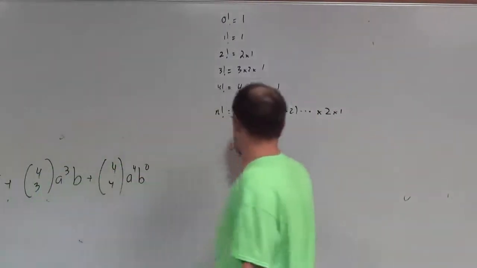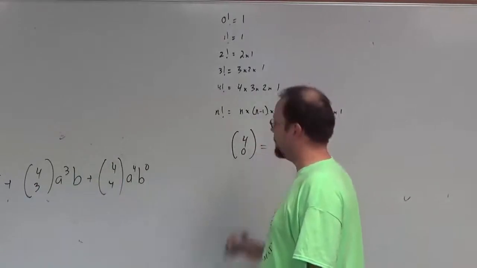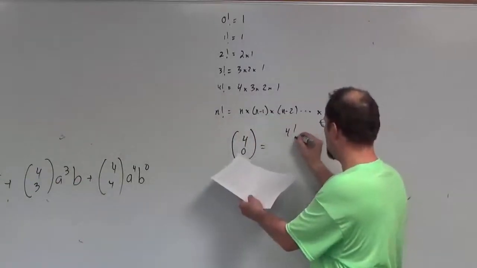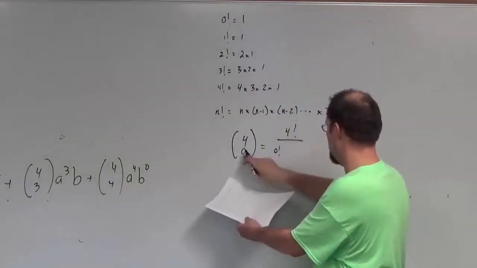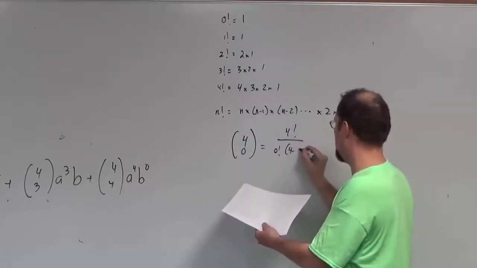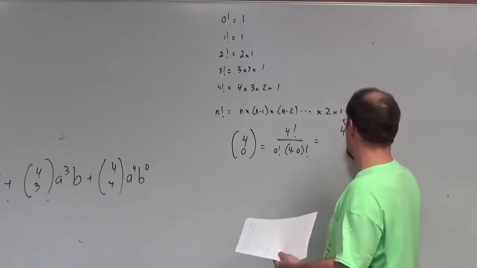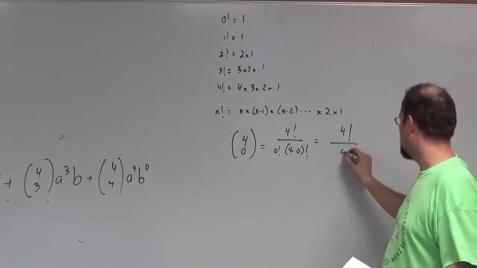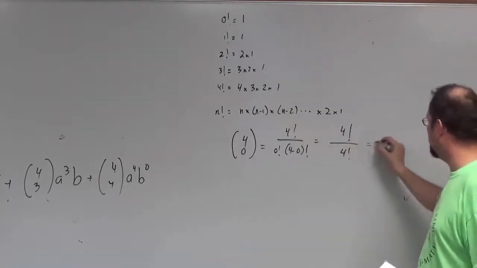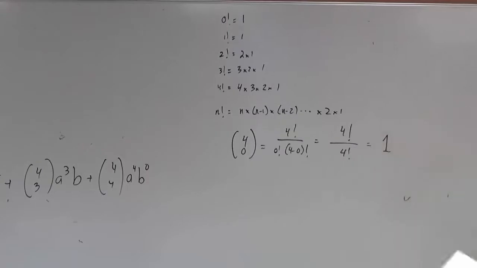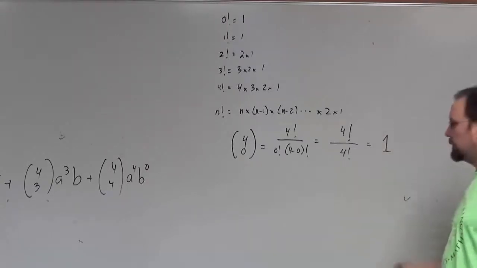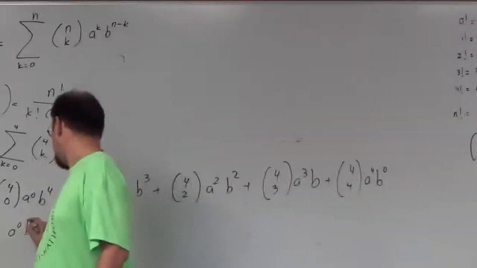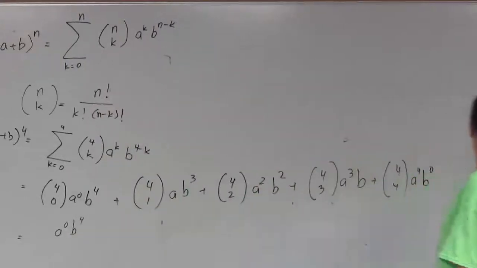So if I want to compute these, 4 choose 0, for example, according to this definition, is 4 factorial divided by 0 factorial, and then 4 minus 0 factorial. Recalling that 0 factorial is defined to be 1, and 4 minus 0 is 4, you don't need to do any computations because you have 4 factorial divided by exactly 4 factorial. So the first binomial coefficient is 1.